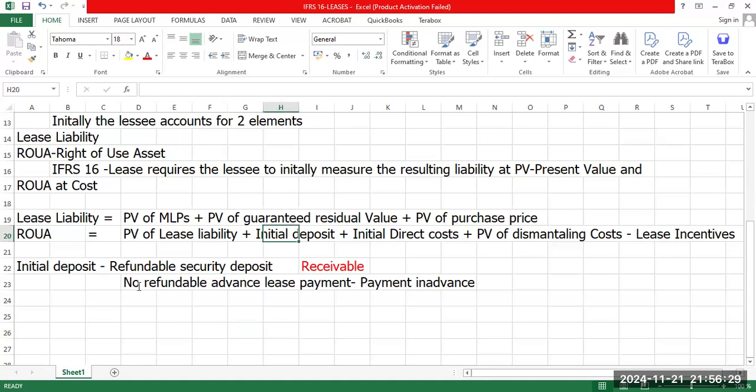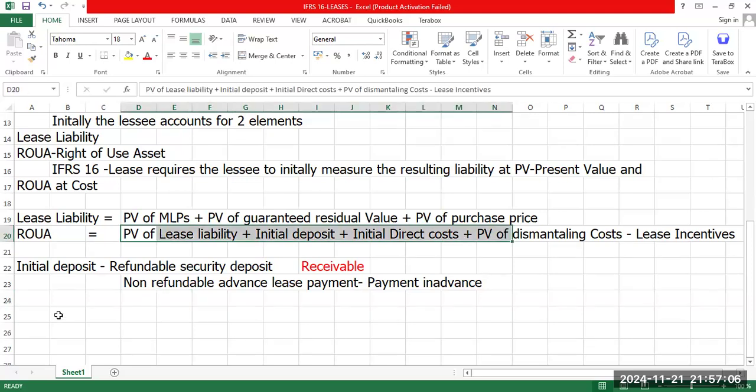But if it is non-refundable, you add. Non-refundable is like part of what you are supposed to pay, which you have paid in advance. But here you may give money to the lessor and say, okay, this is my deposit, but you will refund it to me. So in the question, you read it very well and see whether the initial deposit is refundable or non-refundable. If they are not open about it, then you take it as non-refundable and you add it here.